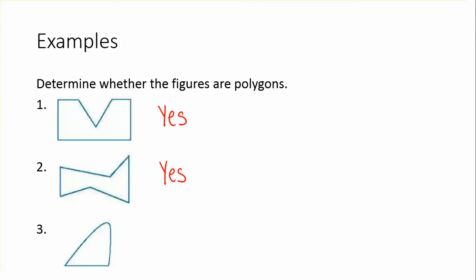Number 3, however, is not a polygon. Polygons cannot have any rounded edges, so a circle is not a polygon. So this is no. So now you've seen several examples of what polygons look like and what they don't look like.